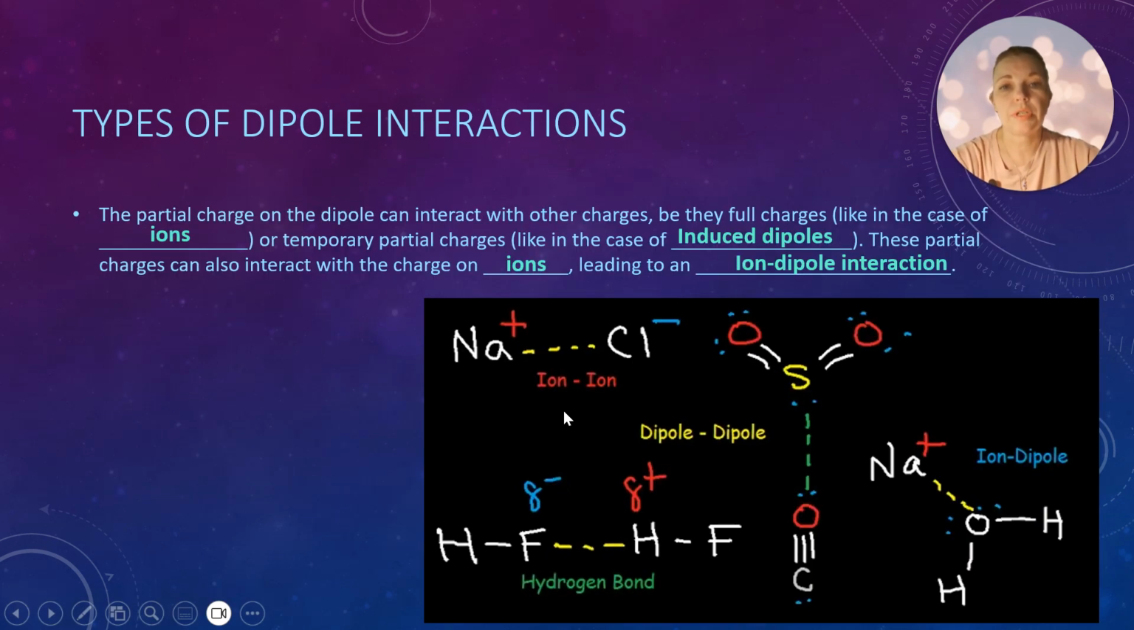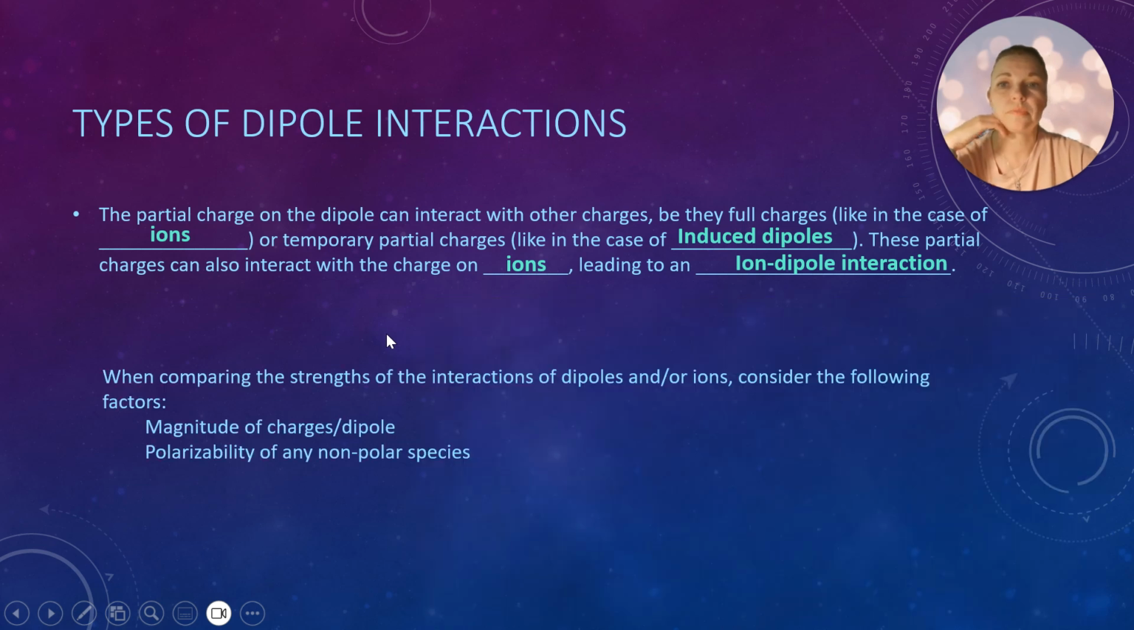So again, just some other examples. We have ion-ion, which we would expect to be the strongest of all of these because it would be a full charge with a full charge. You'd have a dipole-dipole, which is a partial charge with a partial charge. We're going to talk about hydrogen bonds here in just a second. And then ion-dipole, we would probably expect to be in the middle of ion-ion and dipole-dipole. It would probably be kind of in between those because you have a full charge interacting with a partial charge.